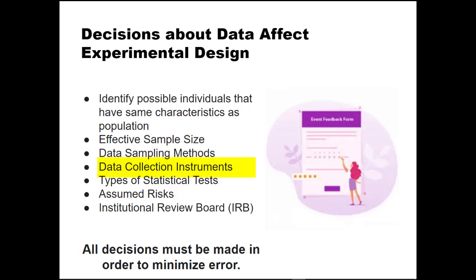We need to decide what kind of instruments we will need in order to gather the data. We have to decide what type of test is best suited for the research and what type of risks are assumed. And also we need to decide if we will need permission from an organization in order to conduct the experiment. All these decisions are made in advance in order to minimize error.